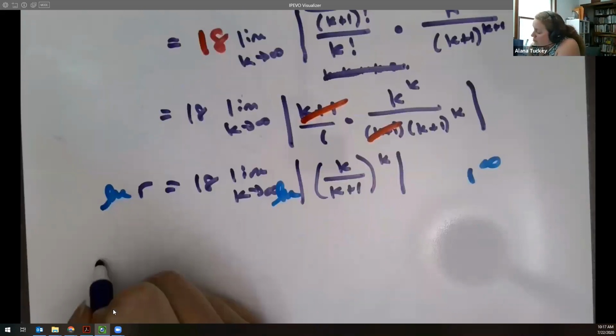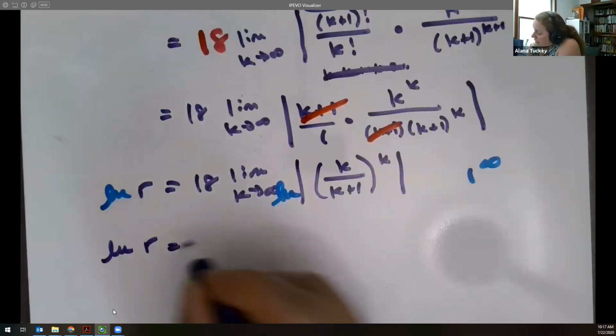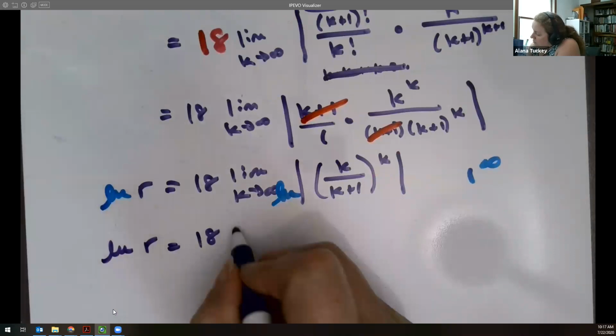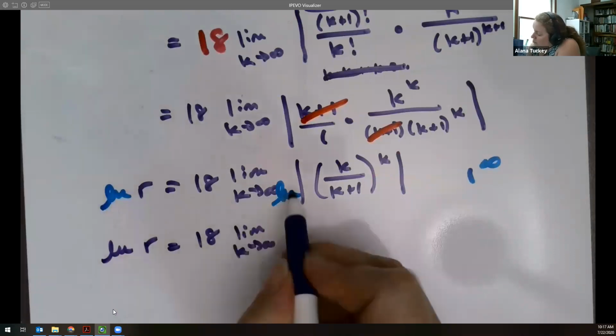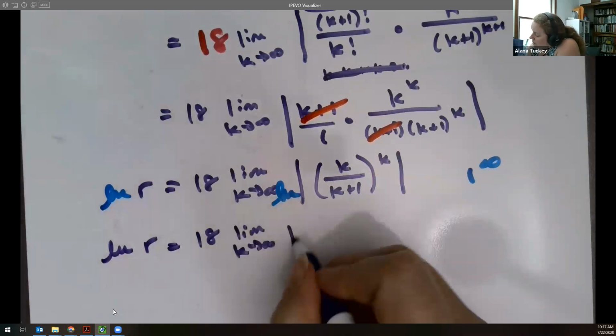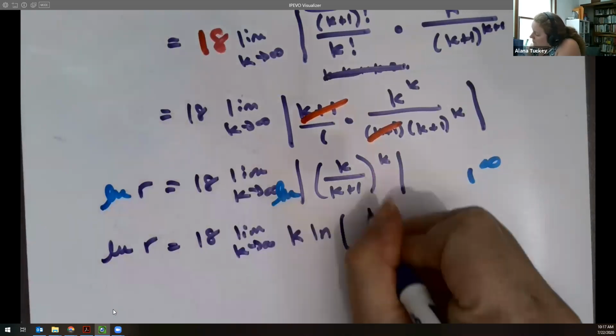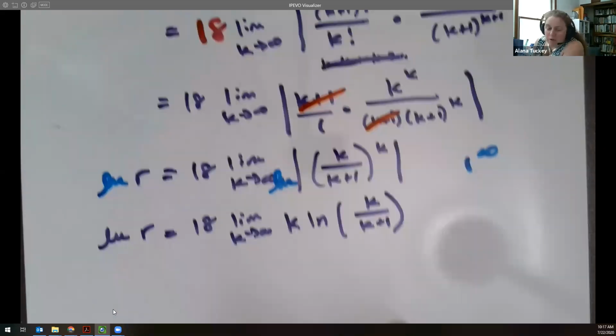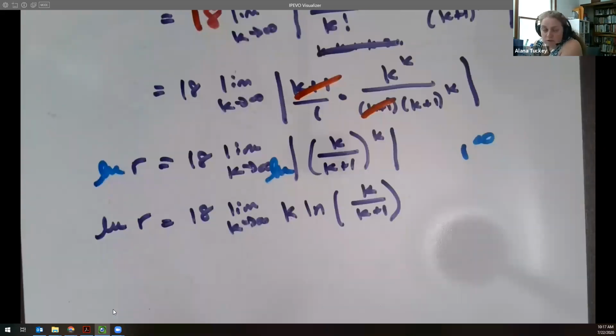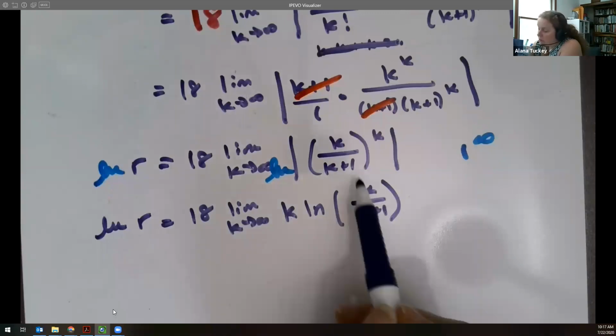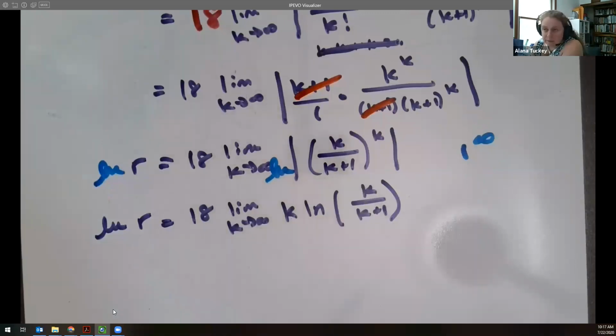All right, so the natural log of r is equal to 18, the limit as k goes to infinity. I took the natural log, so I'm going to bring k down in front. So it's the natural log of k over k plus 1. I'm not really worried about the absolute values anymore because k over k plus 1 will always be positive, so I can just drop them. They're not needed anymore. They weren't really needed up here. I could have dropped them actually a while ago, but it's fine.